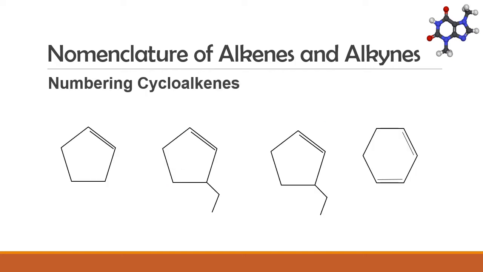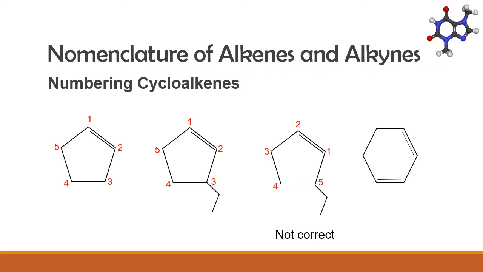When numbering cycloalkenes, both carbons involved in the double bond are numbered 1 and 2 respectively. Numbering can be clockwise or counterclockwise. If there is a side chain, the side chain should have the next lowest number possible. So in this example, the numbering is clockwise because it gives the side chain the next lowest number. This other example is incorrect because the side chain has a higher number.